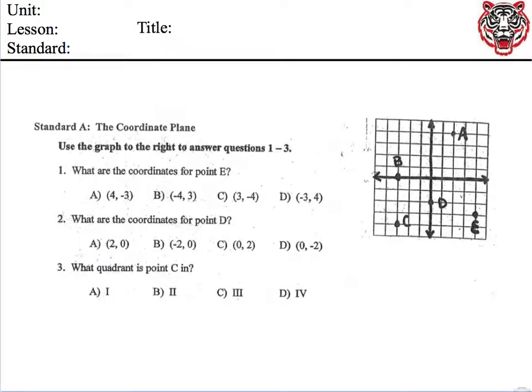All right, so right now we're going to go over the pretest. So this is the unit 0 pretest.